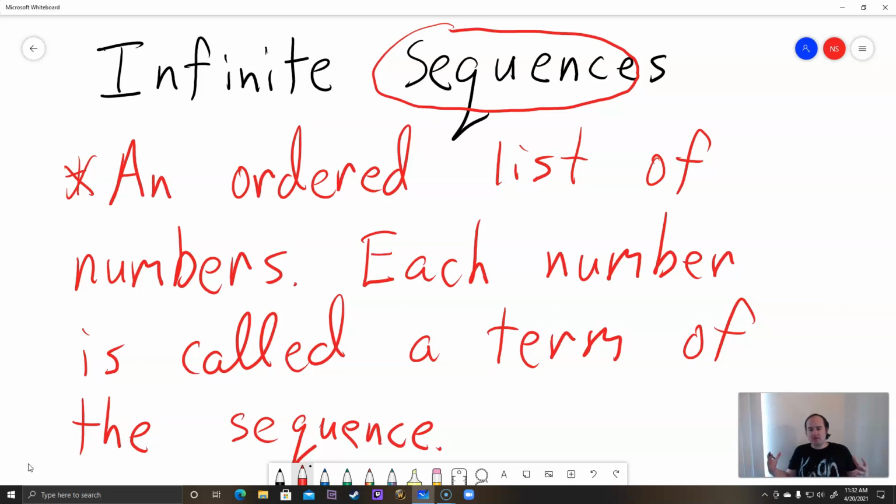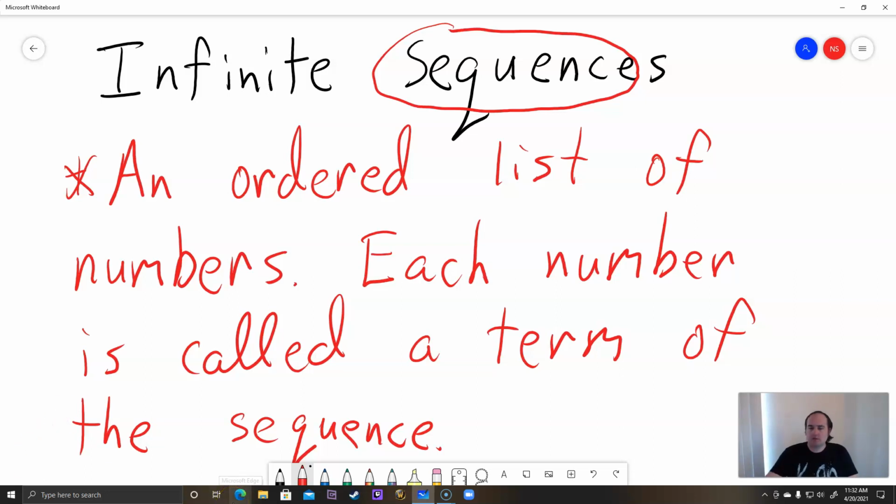And remember, infinite sequence means it goes on forever. Okay? And if it were a finite sequence, which we're not really going to be doing much of, but if it's a finite sequence, then that would mean it would only go so far, and then the list of numbers would eventually stop.